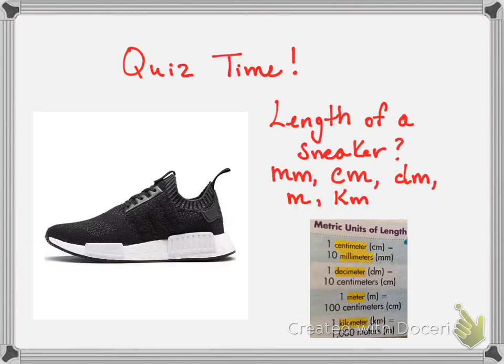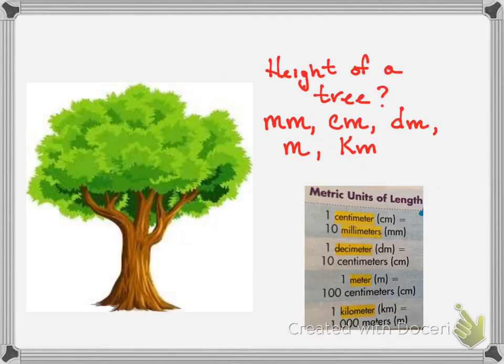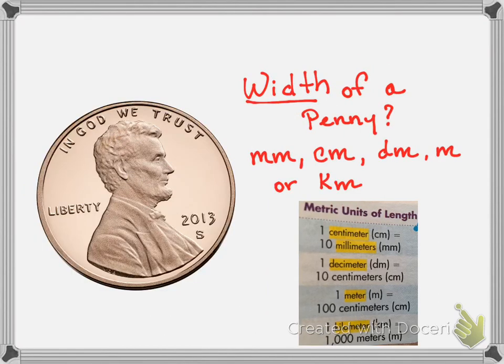All right, guys, quiz time. The length of a sneaker. Are we going to measure that in millimeters, centimeters, decimeters, meters, or kilometers? And you could use your metric units of length chart to guide you. What about the height of a tree? Millimeters, centimeters, decimeters, meters, or kilometers? The width of a penny. Are we going to measure that in millimeters, centimeters, decimeters, meters, or kilometers?